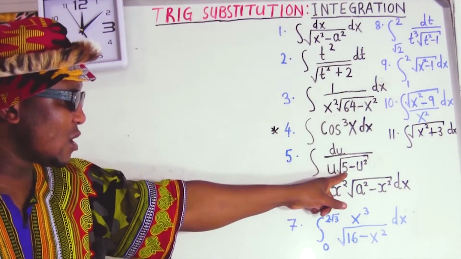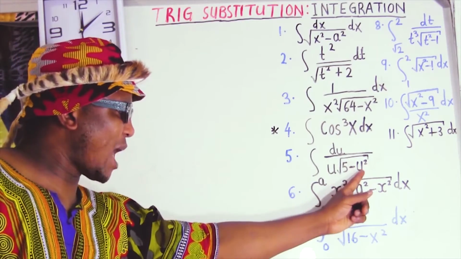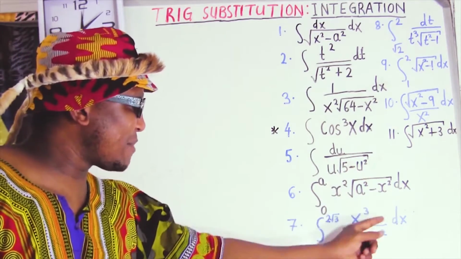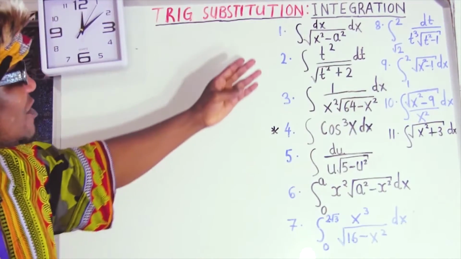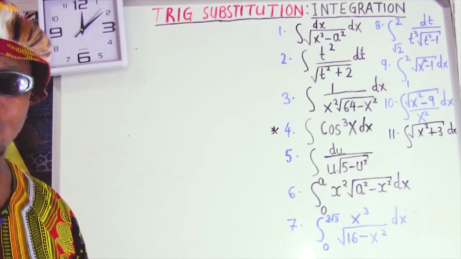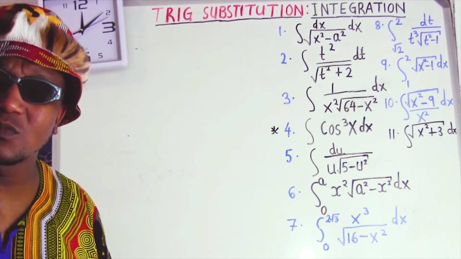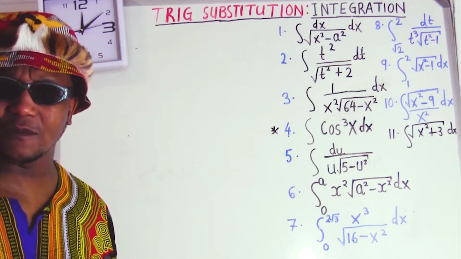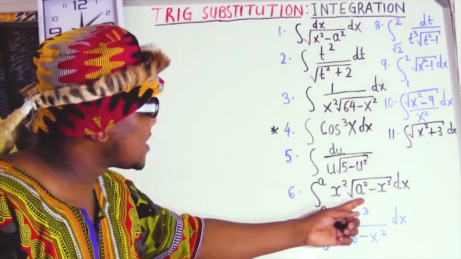Okay, you see this one? You have a root of a number minus a variable, or a variable minus a number. Can't you see all of them? They cannot have the same form. So whenever you have this type of structure, then you know this is a trig substitution. Sometimes people ask me, how do I know this is a trig integration? That's how you identify it.